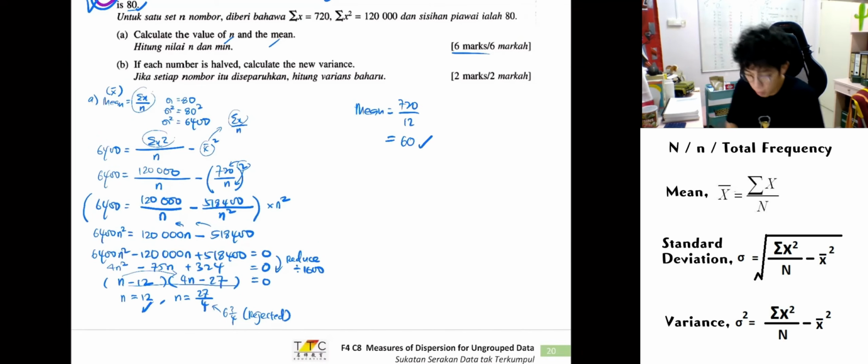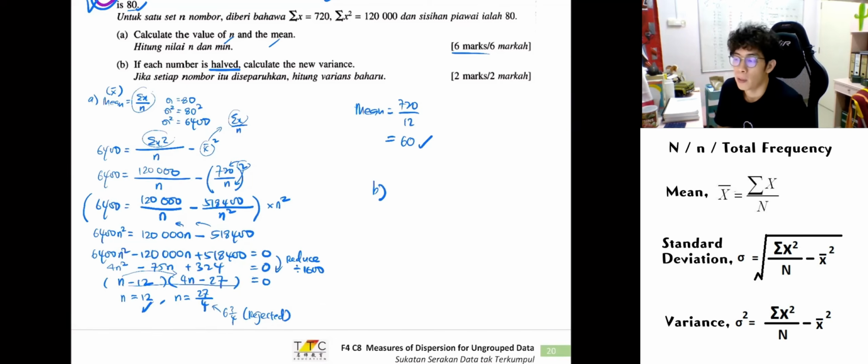And part B, each number is half. Setengah, half, separuh. Calculate the new variance. I'm going to ask everyone. This happens to be what I talked about last week, on your page 228 and 229. So I'm going to ask everyone, you all tell me.